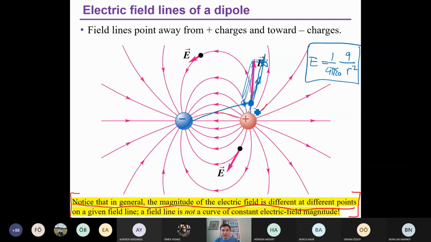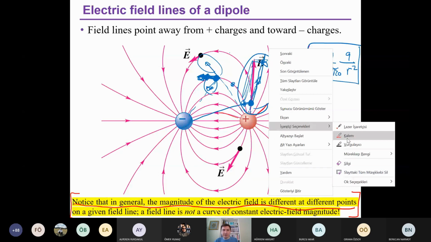If I choose here another point, it will be tangent to the field line. So look at this one. Then this is the superposition of two electric field vectors due to two charges. So depending on the point, you can calculate the electric field, and it will be different for electric fields on a single electric field line. I hope this information is also clear.